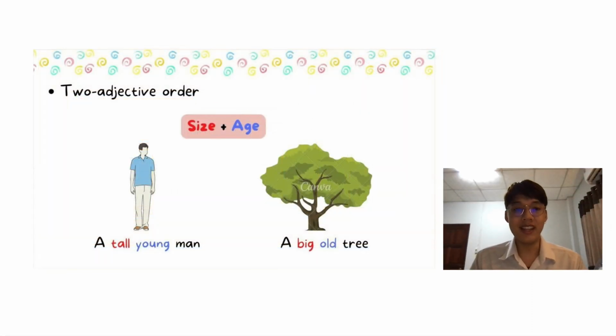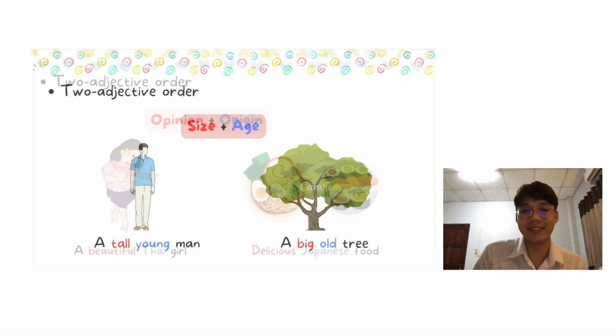The first group is size plus age. As you can see from the pictures, there is a tall young man and a big old tree, right? If you can remember from the last slide, the size always comes before the age. So, the words tall and big describe size, and the words young and old describe age. Well, do you have any questions about this group? If not, let's move on to the next one.